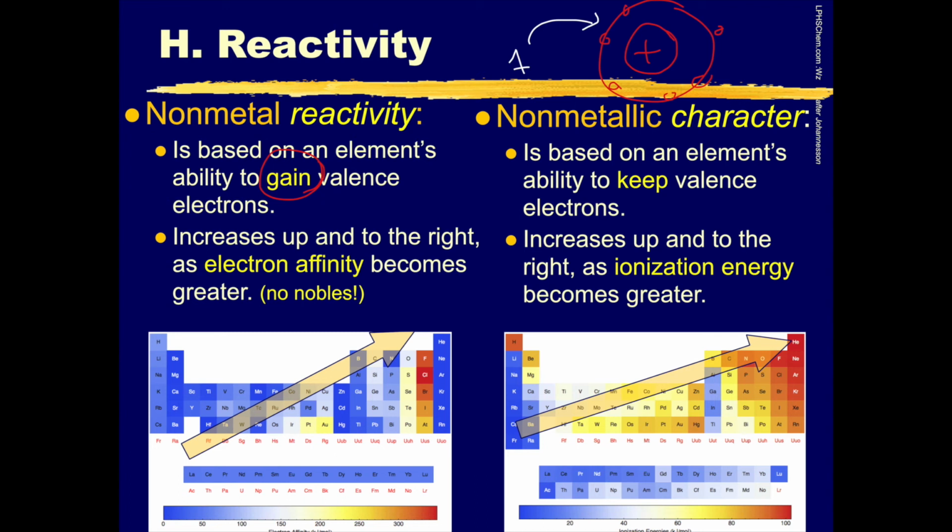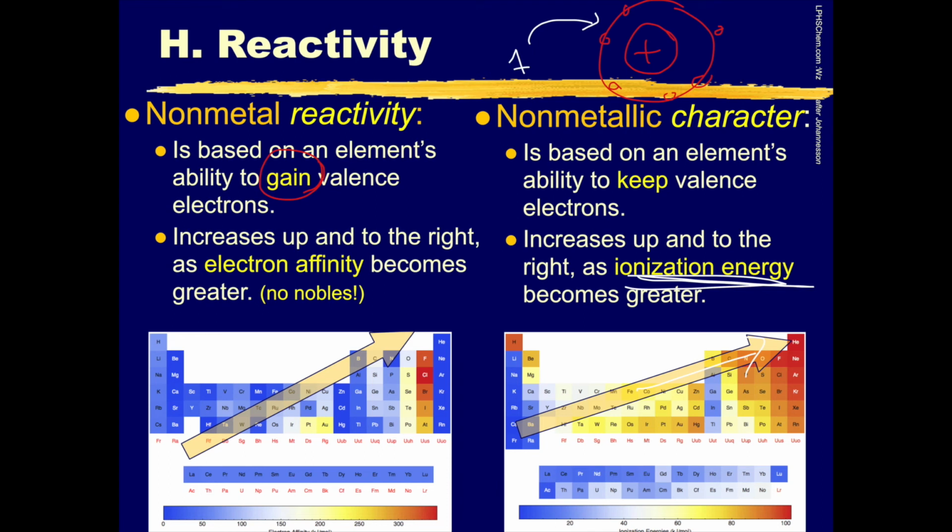So for nonmetals, it's all about this ability to want to gain electrons. They don't want to lose them, they want to keep them. And so we're looking now for high ionization energy. So for the nonmetals, the trend goes in the other direction, where it increases.